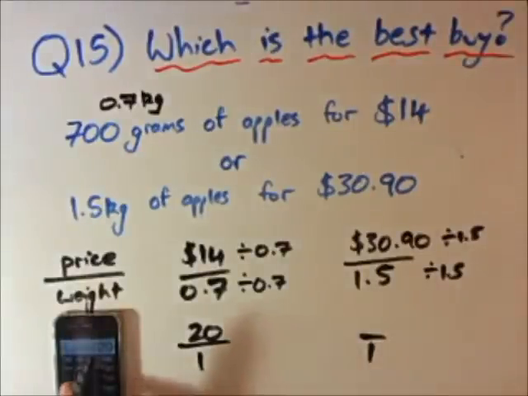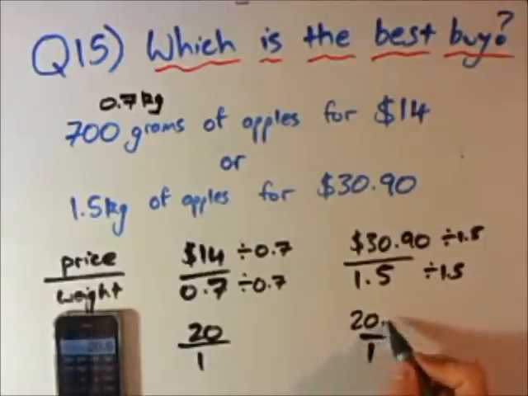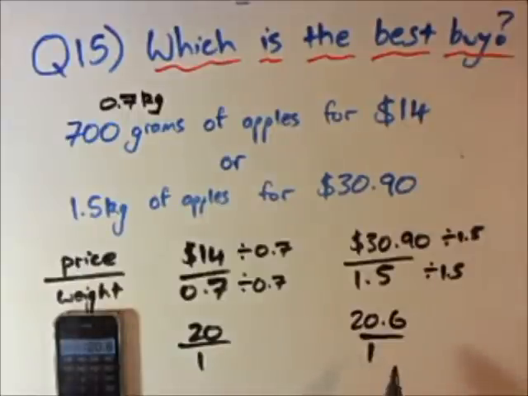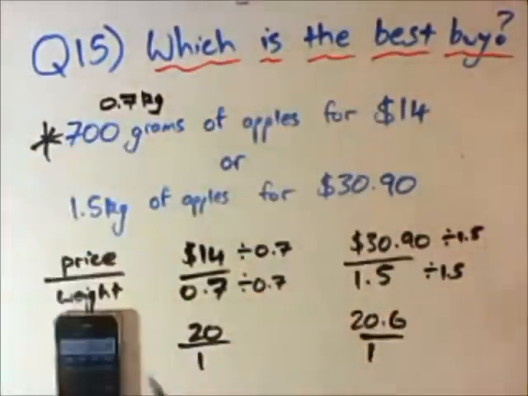Let's look at the other one. 30.9 divided by 1.5. 20. Oh, it's a close one. 20.6. So at Woolworths the week later, the price of apples was $20.60 per kilo. So, which is the best buy? Well, we always want to be on the cheaper option. So the option of $20 per kilo is cheaper than $20.60 per kilo. Pretty similar, I know, but to answer the question, I would say that the first one is the best buy.